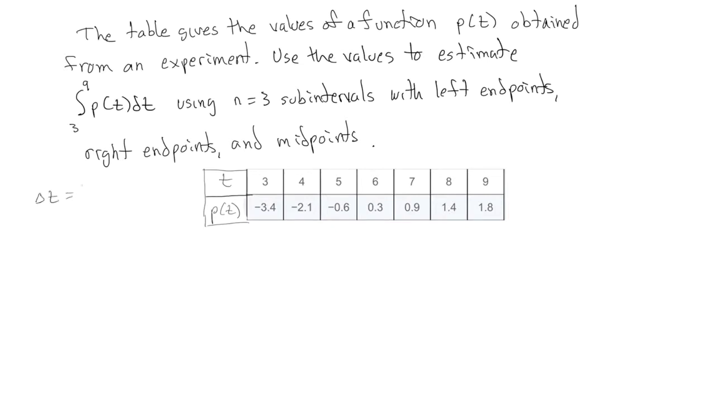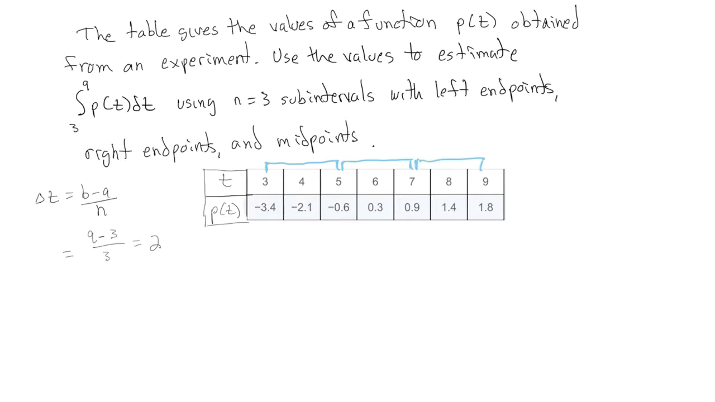The delta t is b minus a over n. So my delta t in this case, my upper limit is 9, my lower limit is 3, and I'm dividing by 3. So 6 divided by 3 is 2. So if my delta t is 2, I'm starting at 3, I'm going out to 5, and then from 5 to 7, and then from 7 to 9.